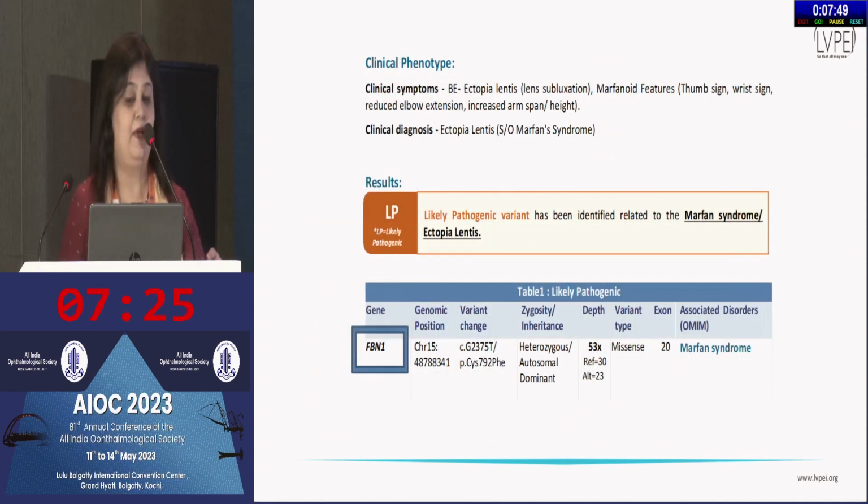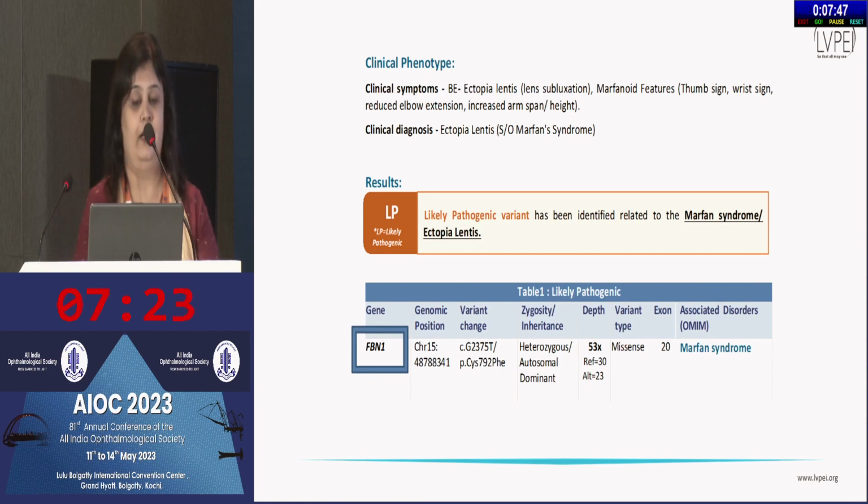With the suspected diagnosis of Marfan syndrome, they underwent genetic testing, where they were found to be positive for the FBN1 gene. The younger child underwent lensectomy first, followed by a secondary intraocular lens implantation. Both the younger and the older child are then doing well with an iris claw lens.